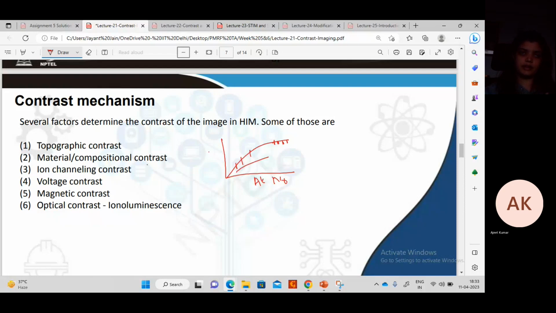This is because the difference depends upon the atomic number of the sample present. So at lower atomic number, the difference will be higher, and you'll be able to see the contrast difference better compared to that of higher atomic number. You have to try to remember this contrast mechanism. One of the important things you have to know is topographical contrast, how it is, and all about these things.